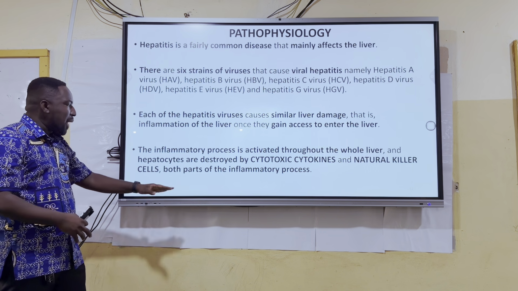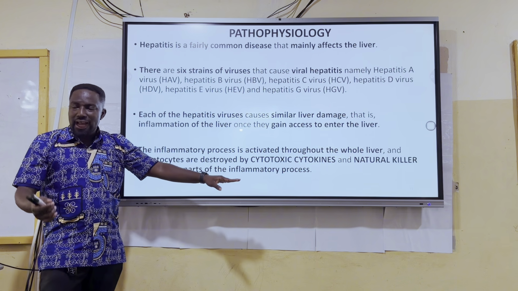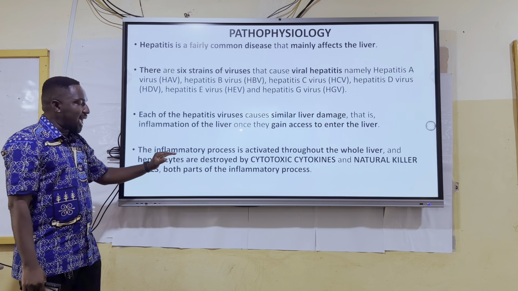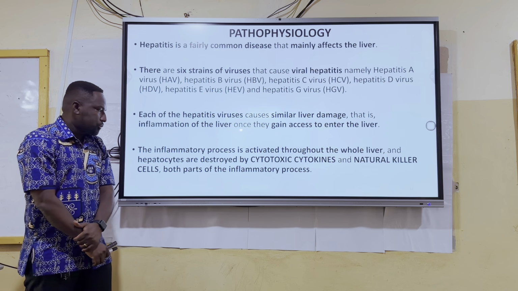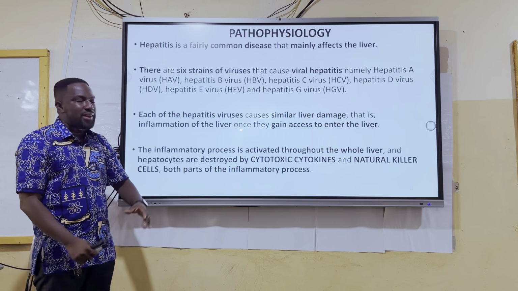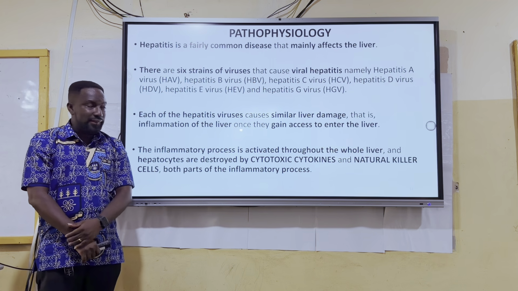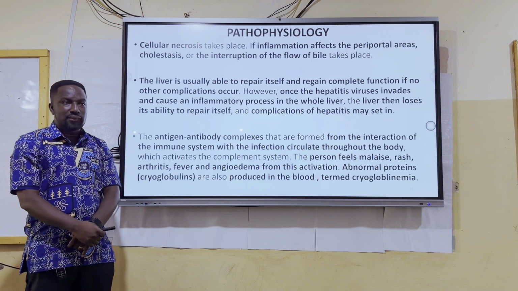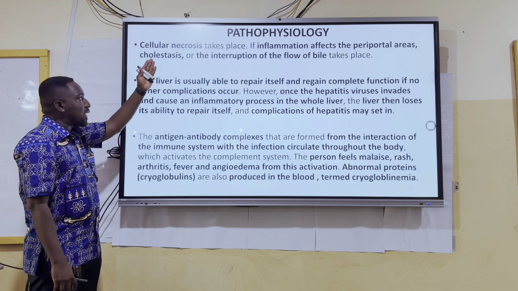Hepatocytes. Now the liver hepatocytes are therefore destroyed as soon as there is an injury to the liver, either from viral infection, alcohol, or abuse of drugs or whatever. The hepatocytes are destroyed by cytotoxic cytokines and natural killer cells, and both of these are part of the inflammatory process. As a result of the inflammatory process occurring in the liver, it leads to what we call cellular necrosis.